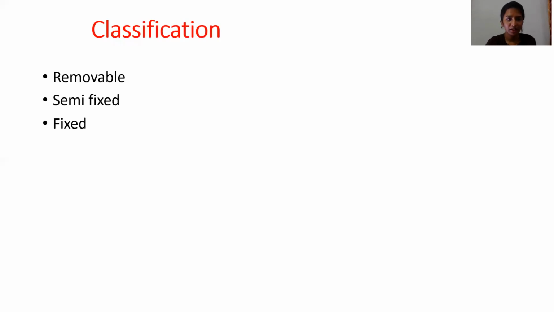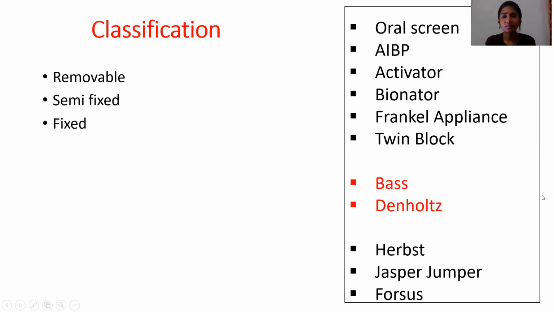So coming to the classification of functional appliances, they are broadly classified into removable, semi-fixed, and fixed. Under removable, you have the oral screen, anterior inclined biplane, also called the AIBP, activator, bionator, Frankel appliance, and the twin block appliance.